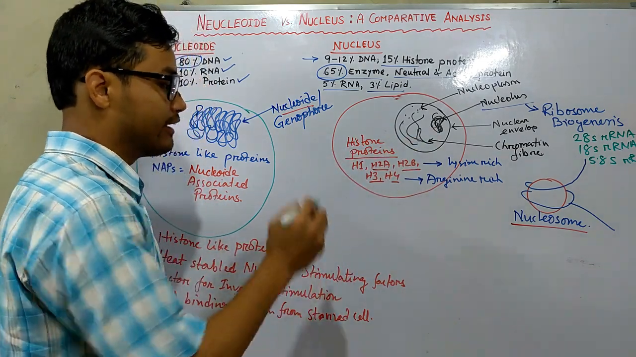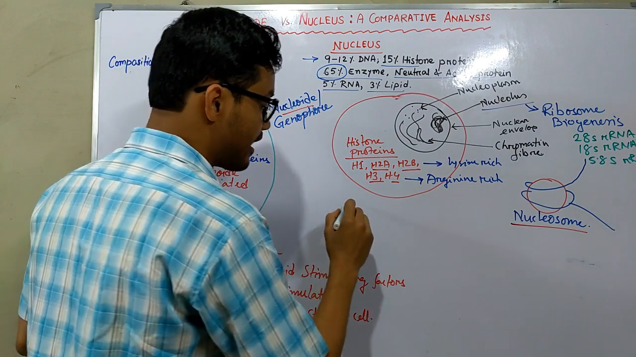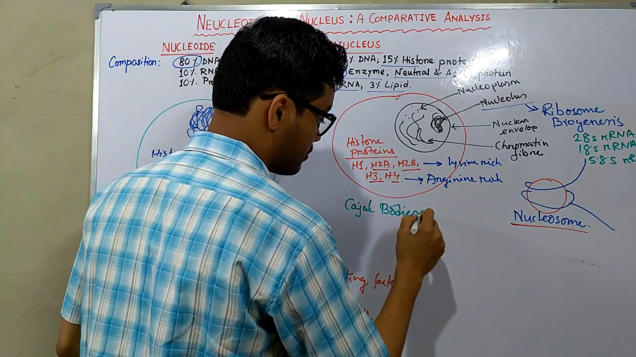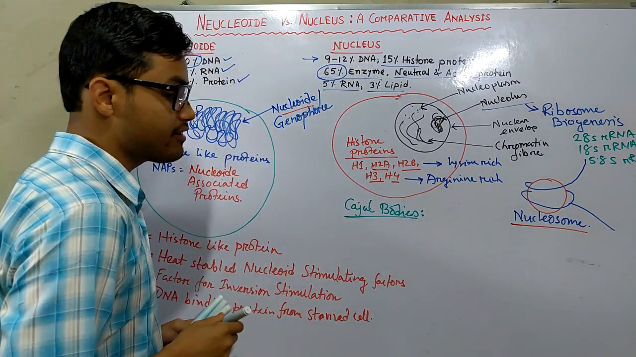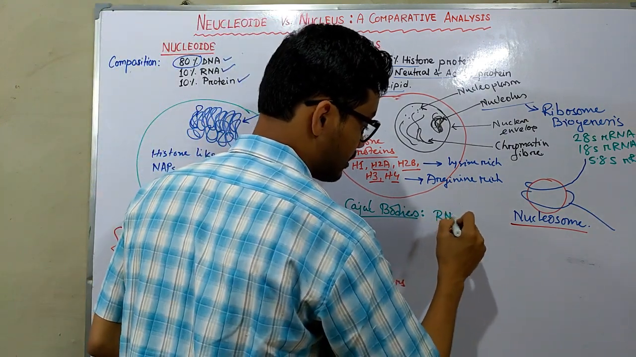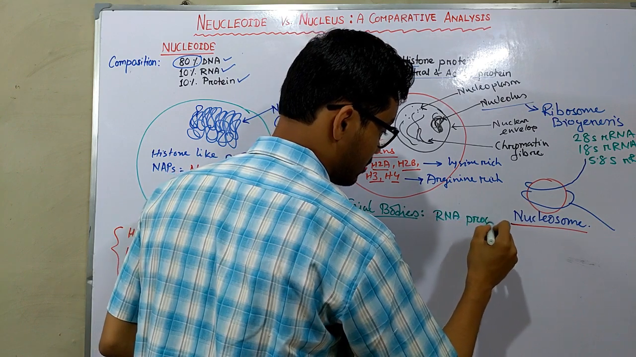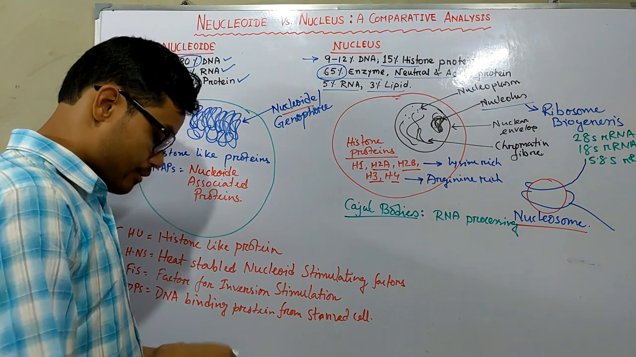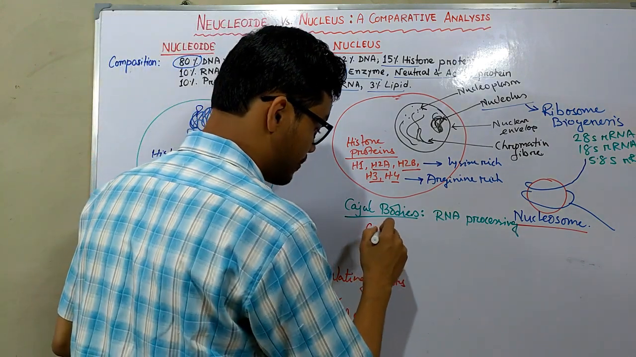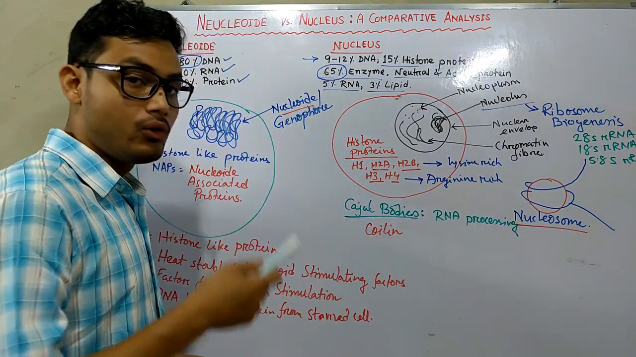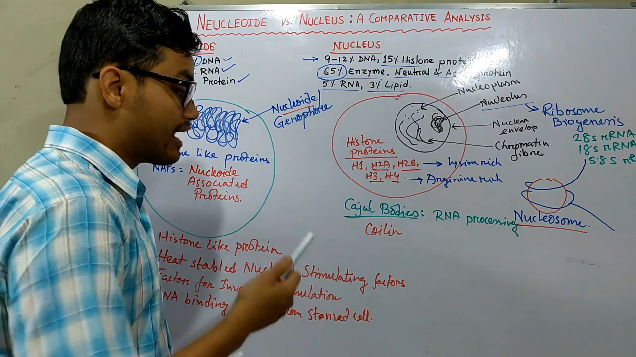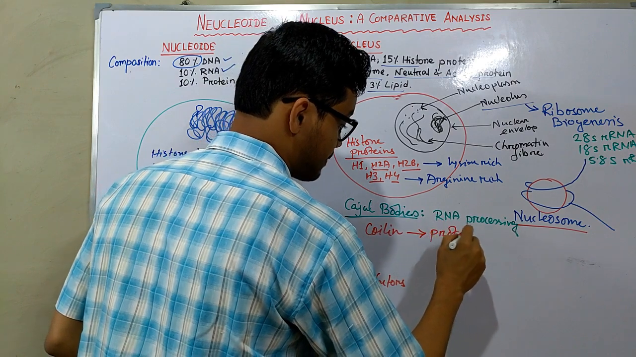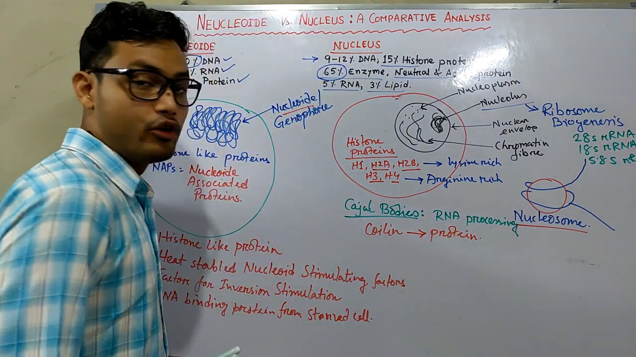Another important thing is that Cajal bodies are also found here. The main function of Cajal bodies is RNA processing, and Cajal bodies are mainly produced by a protein named coilin, which compactly binds and makes Cajal bodies. So coilin is the main protein found within the Cajal bodies.